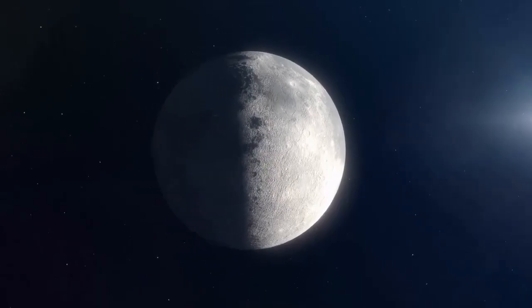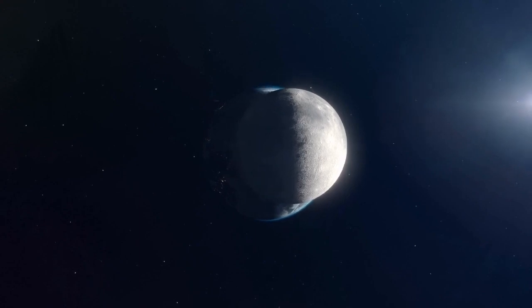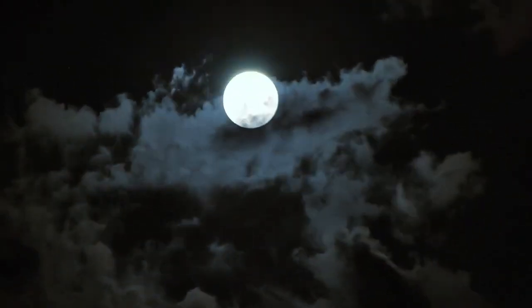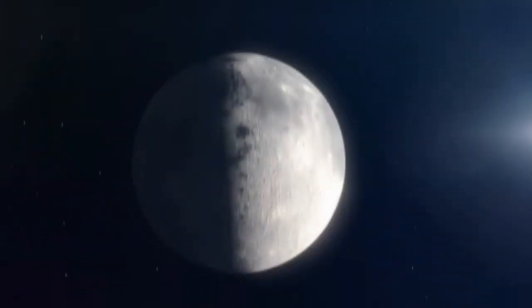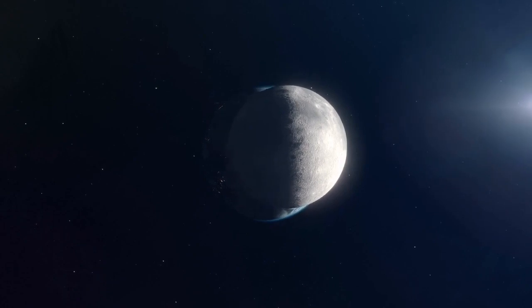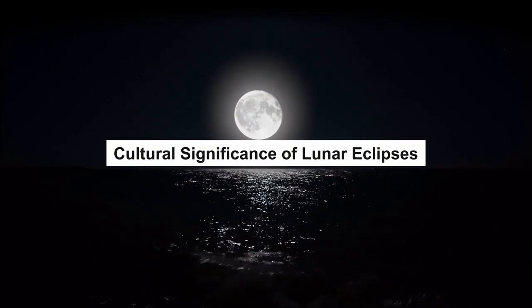In relation to the Earth's orbit around the sun, the moon's orbit is tilted at an angle of around 5 degrees. Because of this, not every full moon sees the moon pass directly under the Earth's shadow. When the full moon and the moon are both traveling through the Earth's orbit at the same moment, a lunar eclipse takes place. Cultural significance of lunar eclipses.